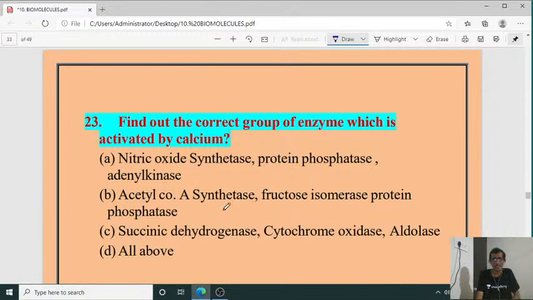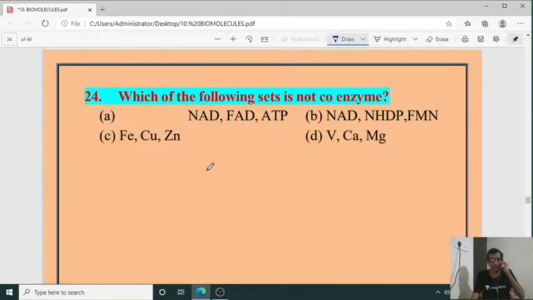Next, find out the correct group of enzymes which are activated by calcium. So for the 23rd, nitric oxide synthetase, protein phosphatase and adenylkinase are the enzymes that are going to be activated by calcium. Then which of the following sets is not a coenzyme? That is NAD, FAD and ATP. Okay.